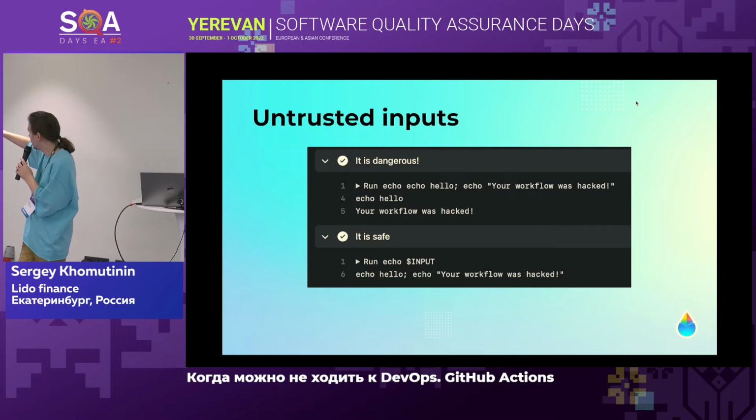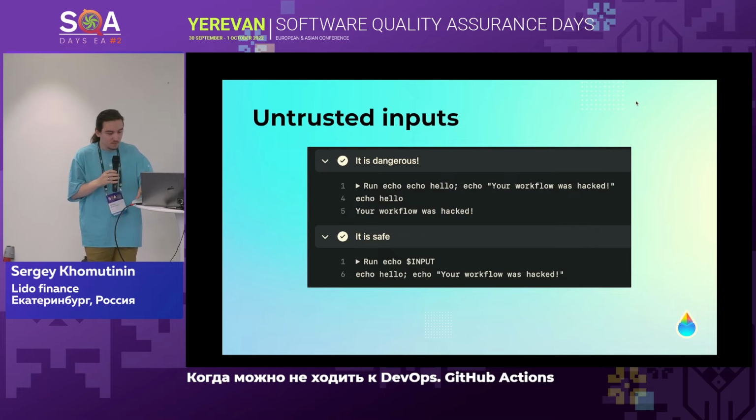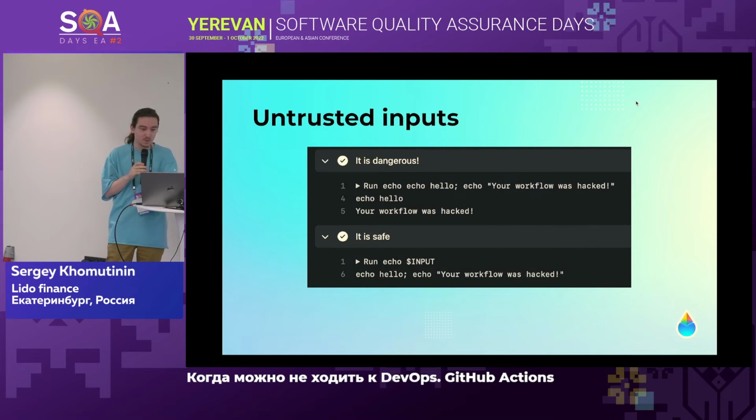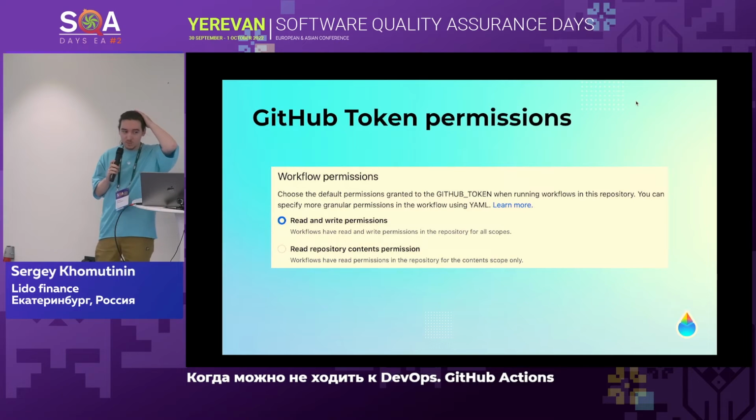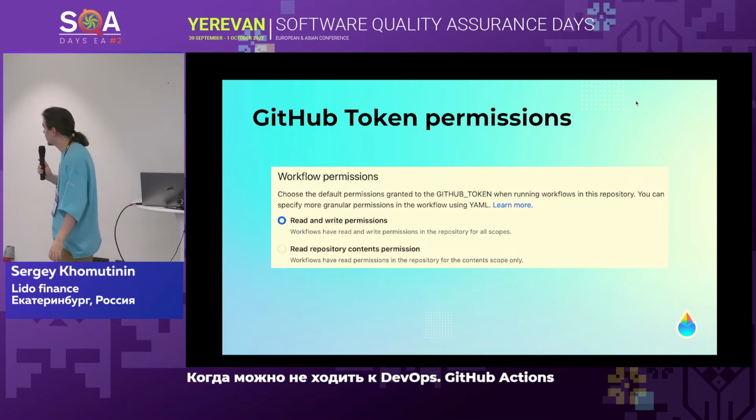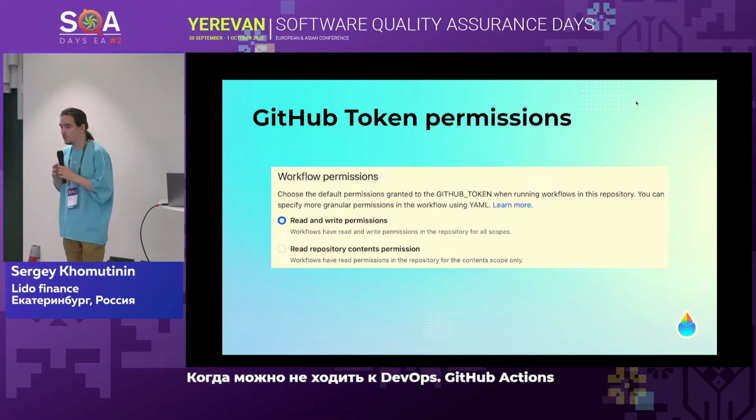So we would choose this line, and this would tell us that you've been hacked. Second one is safe. Now, last one. Let's talk about GitHub token permissions.